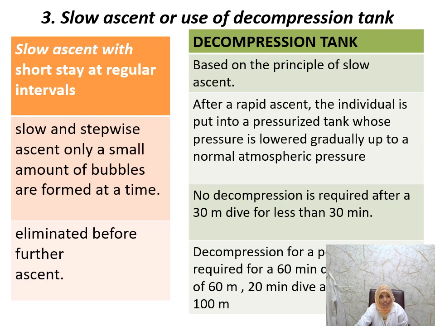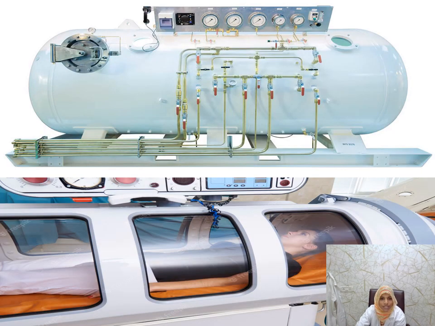So these are the three things. First is use of a scuba, and what was the composition of scuba, why helium is preferred over nitrogen. And third is we will tell the subject to come up very slowly with short stay at regular intervals, so that this is going to form only a small amount of bubbles at a time, and those bubbles will be eliminated before further ascent. And this decompression tank principle is also based on slow ascent. So this is an image of a person sitting inside a decompression tank, which works on the principle of slow ascent with short stay at regular intervals.